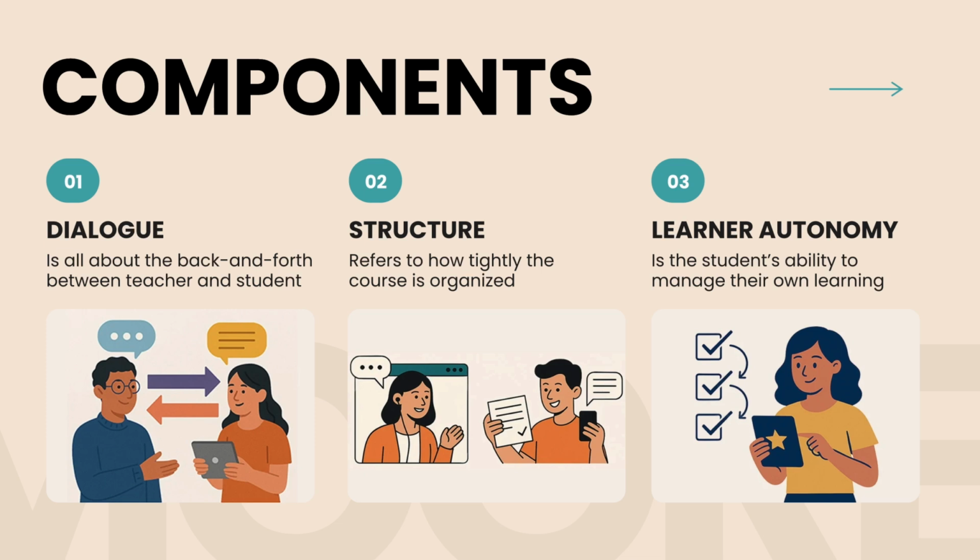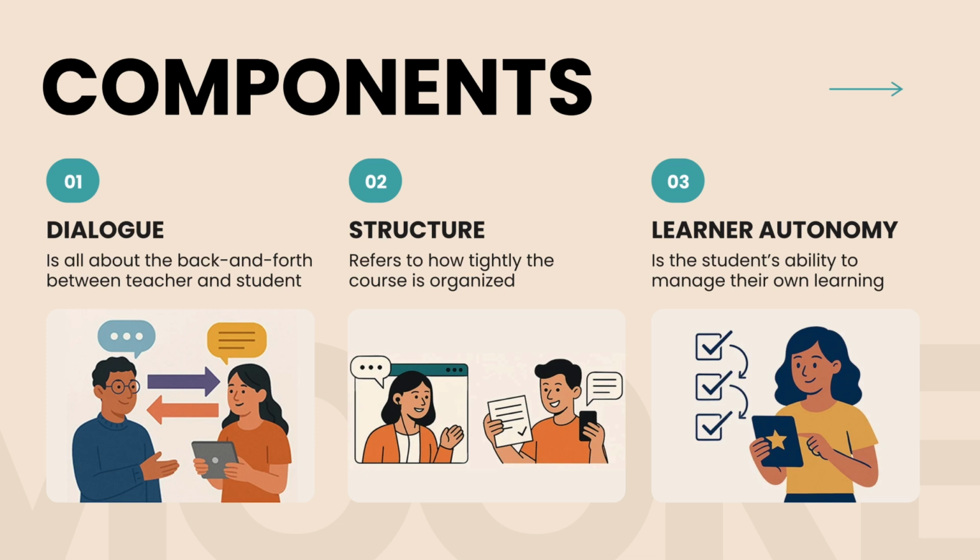Lastly, learner autonomy is the student's ability to manage their own learning, setting their pace, staying motivated, and reaching their goals. Basically, more structure and less dialogue means the students need to be more independent. But more conversation and flexibility can make learning easier for those who need support.